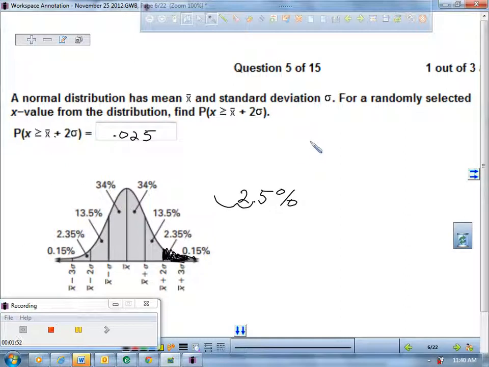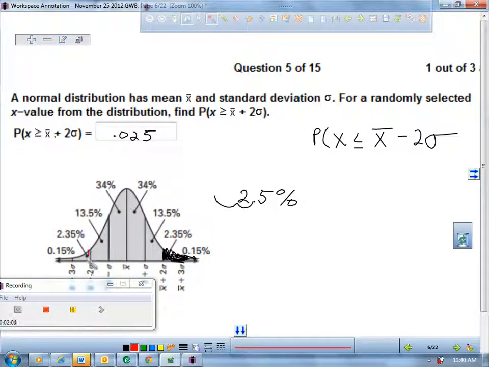If we look at the other way, let's say we were looking for x to be less than or equal to minus 2 standard deviations, then we would be looking at the bottom tail of this, so we'd be looking for this part, and we'd have the same probability here, because again we would add these two together, and we would end up with 2.5% again, which is 0.025 as a probability. So the probability of picking something 2 standard deviations above, or 2 standard deviations below, is not very likely.